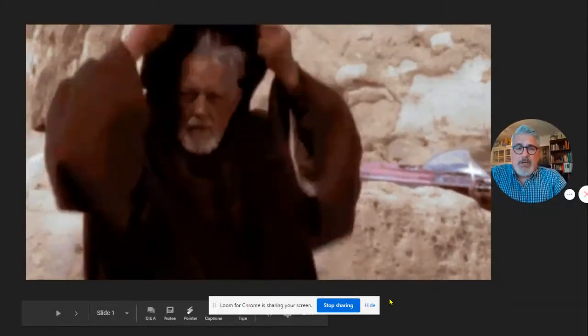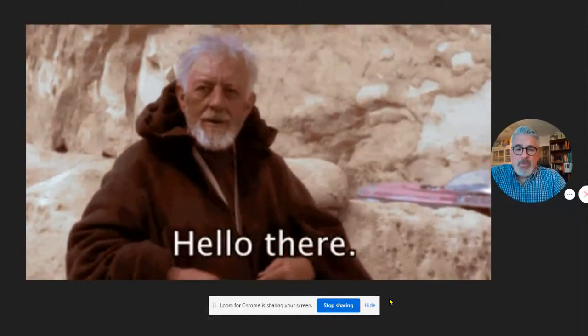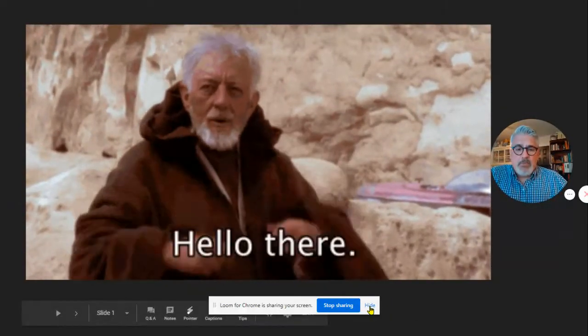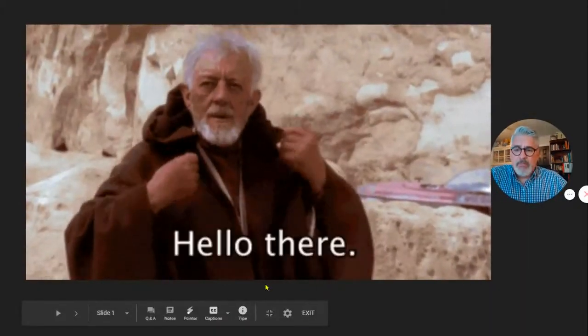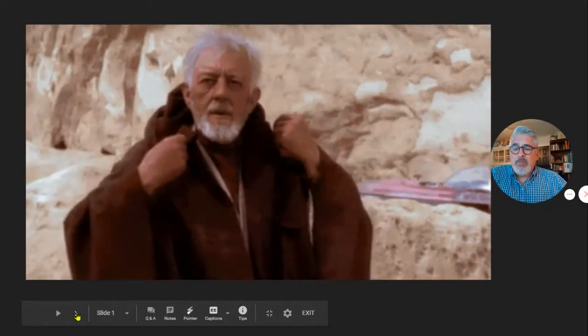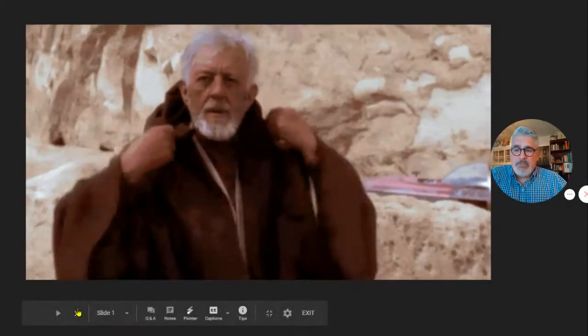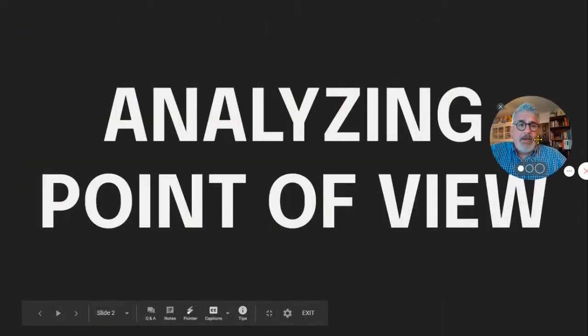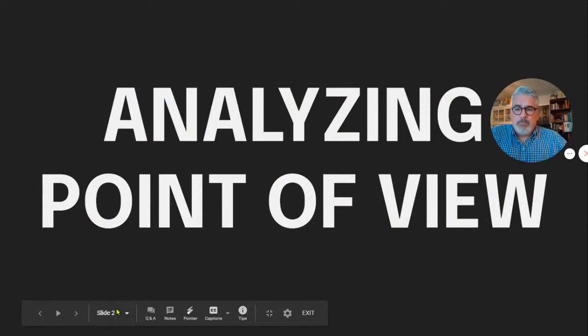Let's start our review of the skill that we learned this week. The skill that we are learning this week is analyzing point of view.